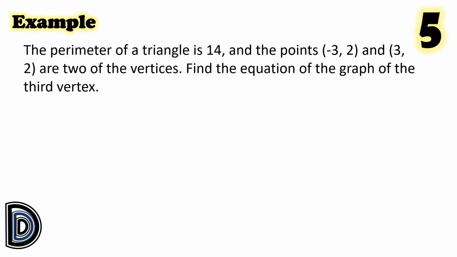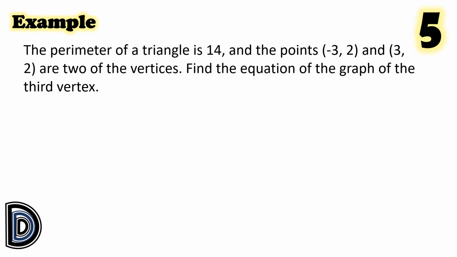Let us have example number 5. The perimeter of a triangle is 14, and the points negative 3, 2 and 3, 2 are two of the vertices. Find the equation of the graph of the third vertex. In here, we are given 2 points. These are negative 3, 2 and 3, 2.